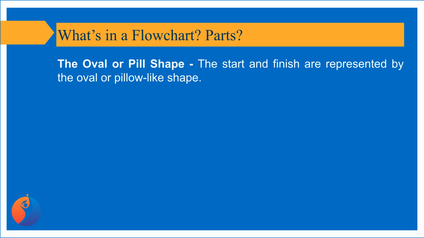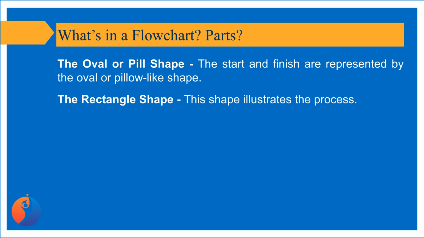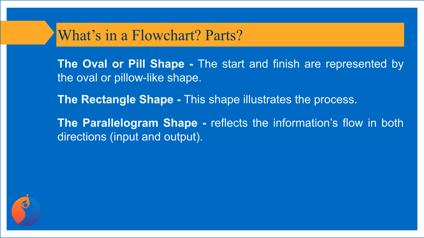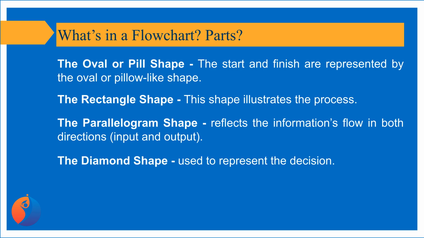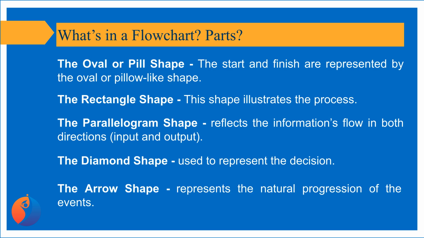The oval or pill shape: the start and finish are represented by the oval or pill-like shape. The rectangle shape: this shape illustrates the process. The parallelogram shape: reflects the information's flow in both directions, input and output. The diamond shape: used to represent the decision. The arrow shape: represents the natural progression of the events.